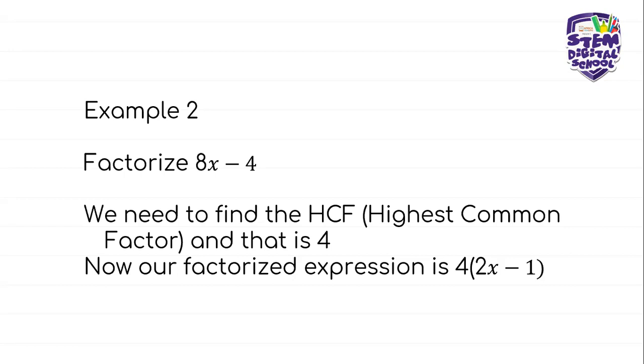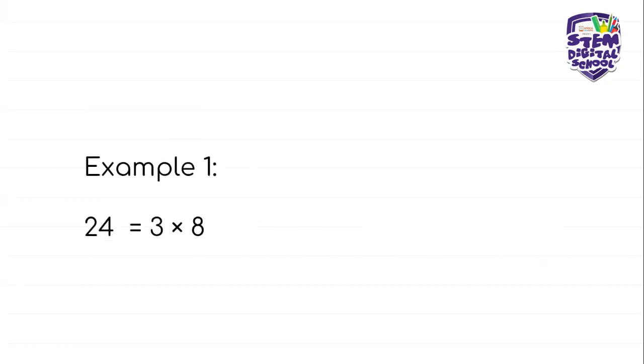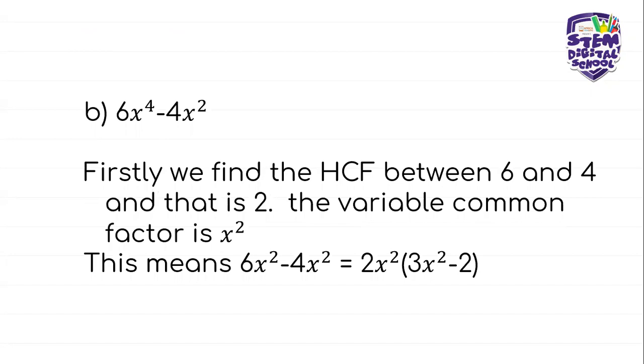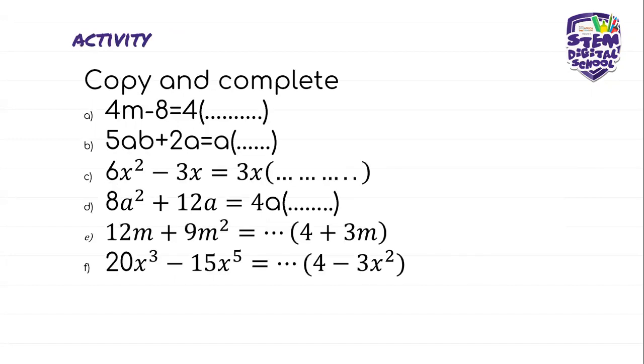Before that, we also looked at just the factors of 24, which is 3 and 4. So we are now going to proceed just to demonstrate and be able to do different activities here. The first one is that we just need to copy the table and then complete it afterwards. So first things first, we have 4m minus 8 is equal to 4, and then open bracket. So I want you to copy and complete the table.